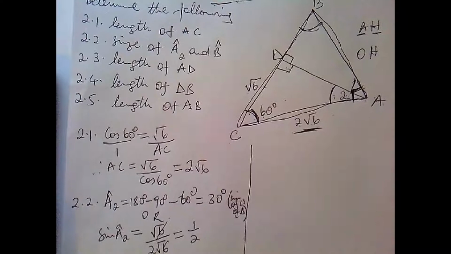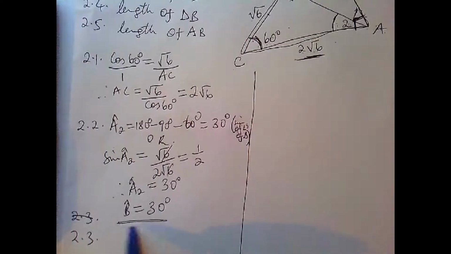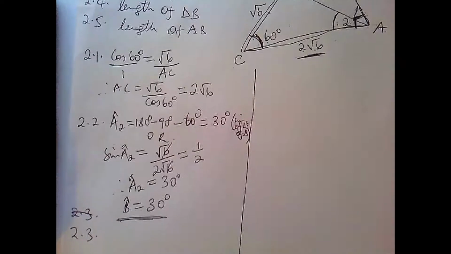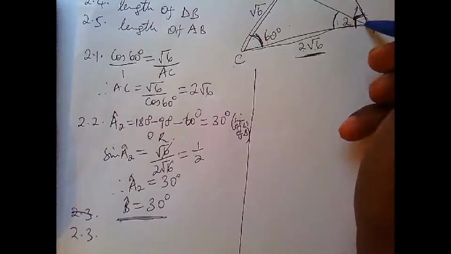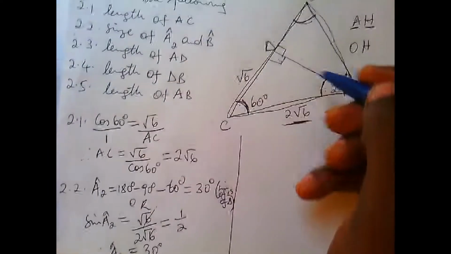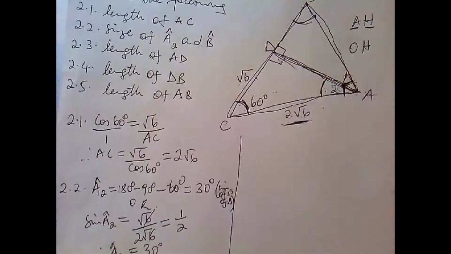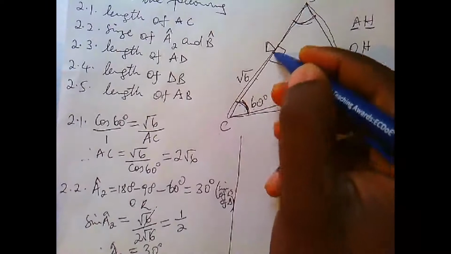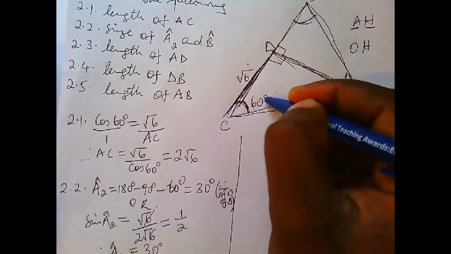And then 2.3, angle B will be equal to 30 degrees, right? For 2.3, you are now asked to find the length of AD, which is this length, the side inside that particular triangle. So it's easy here. You were given that this is square root of 6. You were given 60 degrees.